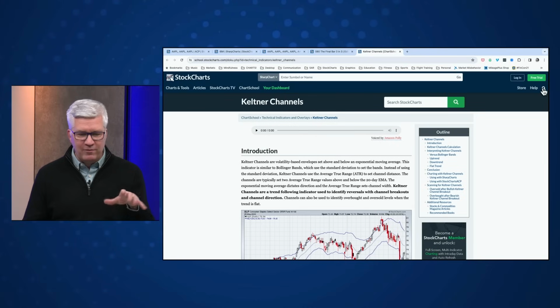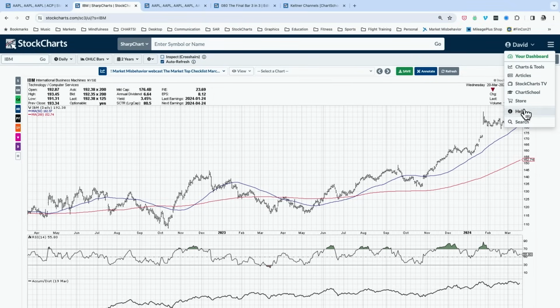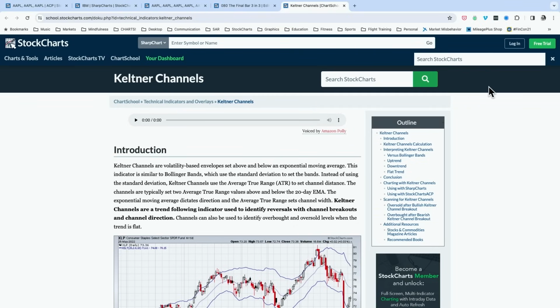And by the way, if you ever have a question like this and you want to do some digging, all you need to do is, in the upper right corner of the screen, or if you're looking at a page like this, just go to the little lines and you'll find this little search button. What you want to do is go there and type something like Keltner or Bollinger or moving averages, whatever you want to learn about. That'll show you some of the Chart School articles like this.